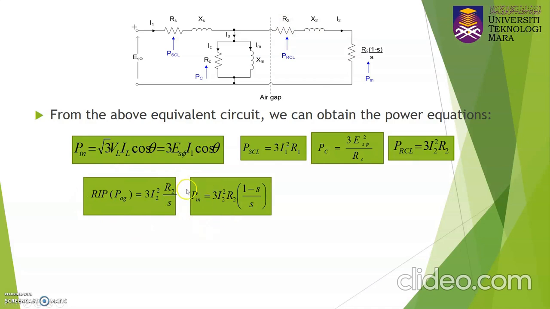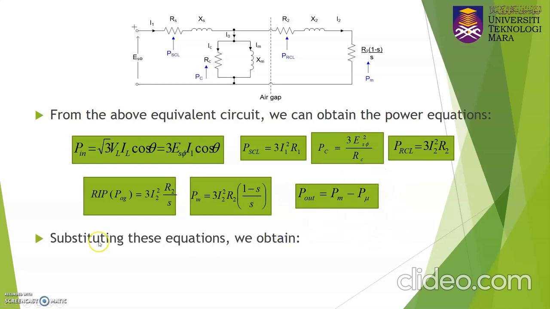Then for the PM, the mechanical output power happens at this resistor. So that's why you have 3I squared R. In this case, I is I2, R is R2 multiplied by 1 minus S divided by S. So this is the mechanical power, PM. Finally, the P out, based on the fishbone, will be equal to PM minus P mu. P mu is actually the friction losses.